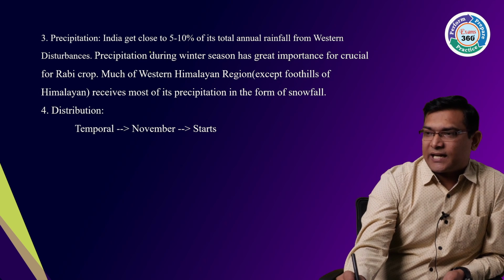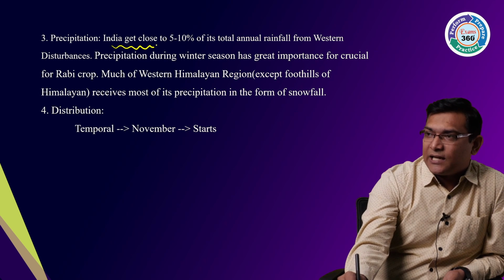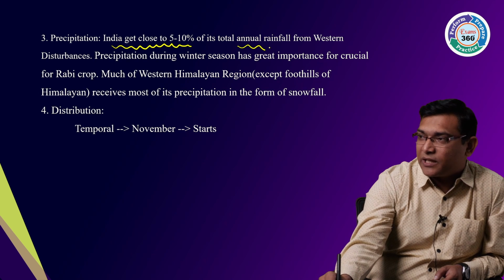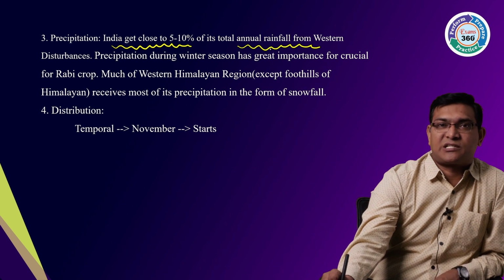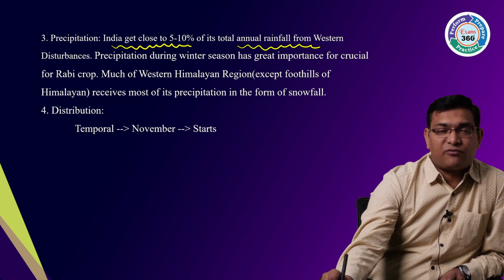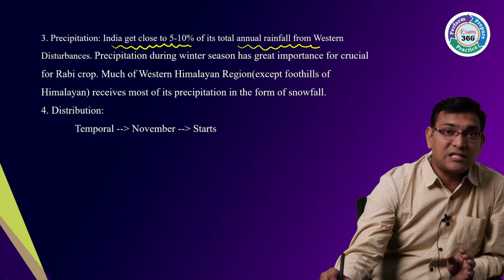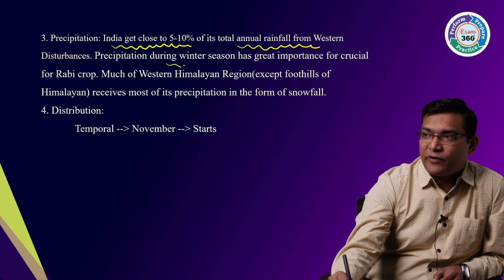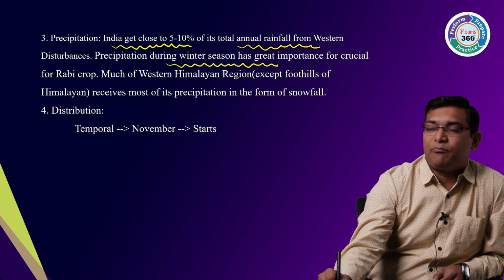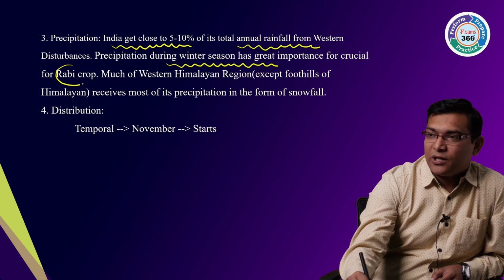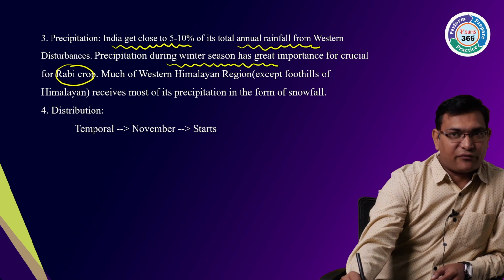India gets close to 5 to 10% of its annual precipitation, annual rainfall from western disturbances. That means out of 100, 5 to 10% of the rainfall falls on us through western disturbances. Where? In North India. Precipitation during winter season has great importance, crucially from the rabi crop point of view.